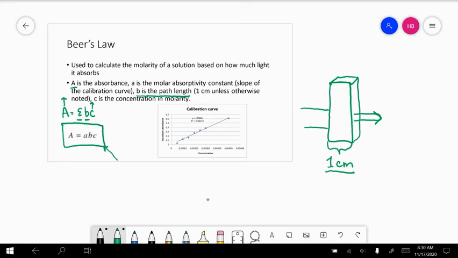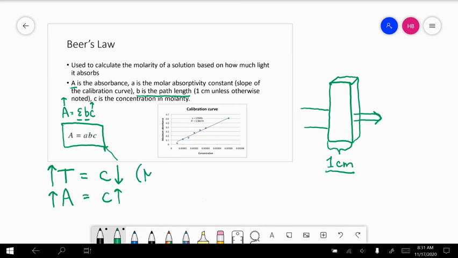So the amount of light that is transmitted, as opposed to the concentration: the lower the concentration, the more light is transmitted. The amount of light that is absorbed, in relation to the concentration: the more light that is absorbed, the higher the concentration. So these are the concepts that you will be investigating with relation to the molarity concentration.